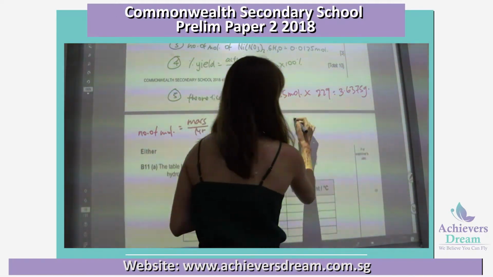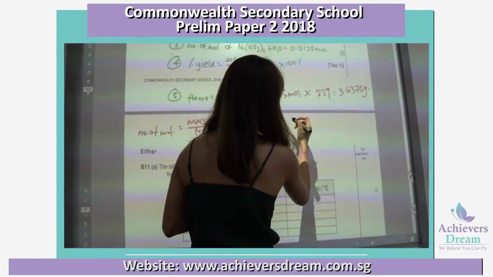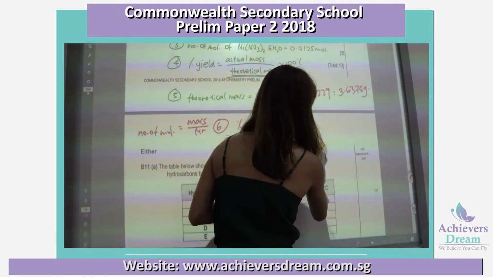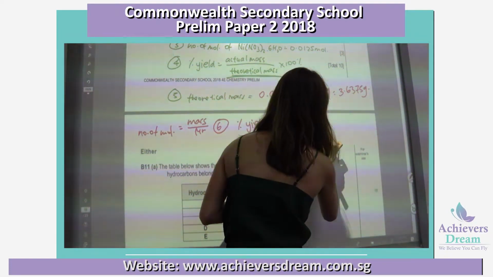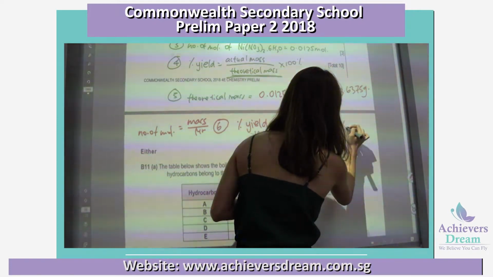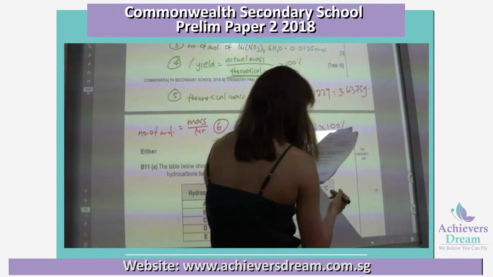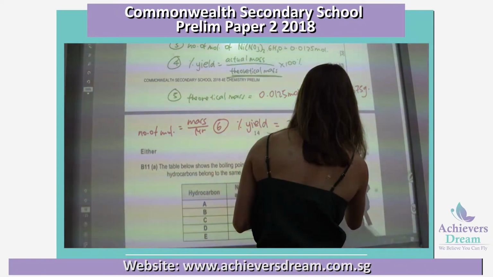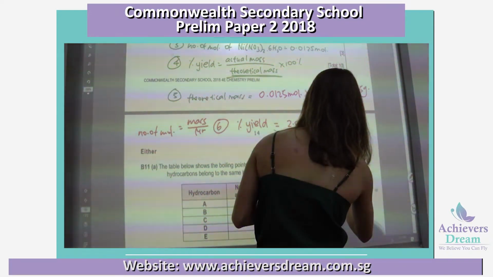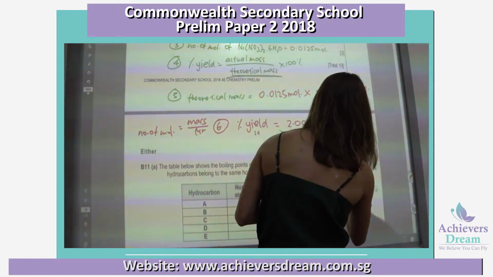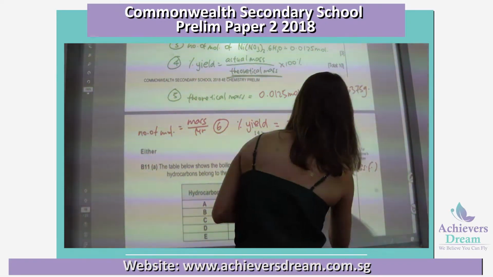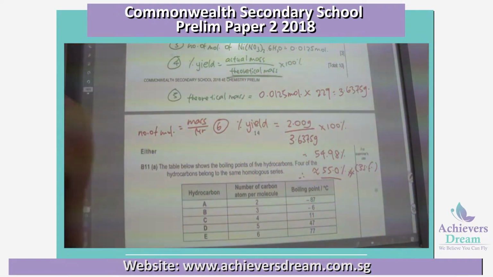Okay, then to find the percentage yield would be my actual mass, which is 2 gram, over the theoretical mass, which is 3.6375 gram, times 100%. So the answer would be 54.98%, round up to 55.0%. Okay, so this will be the answer.